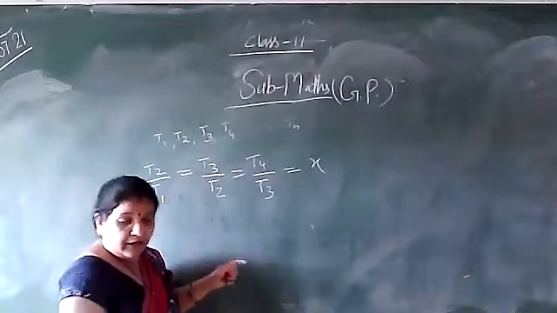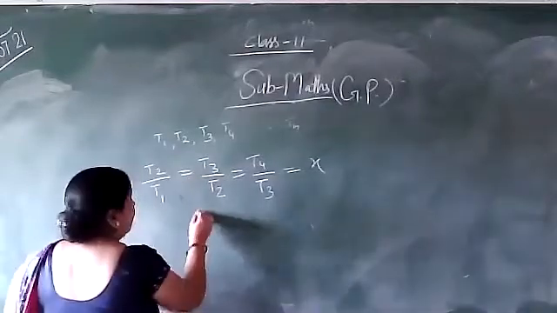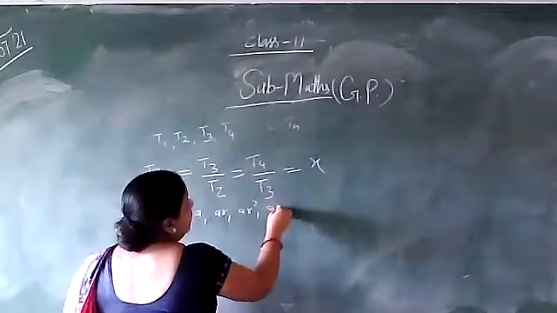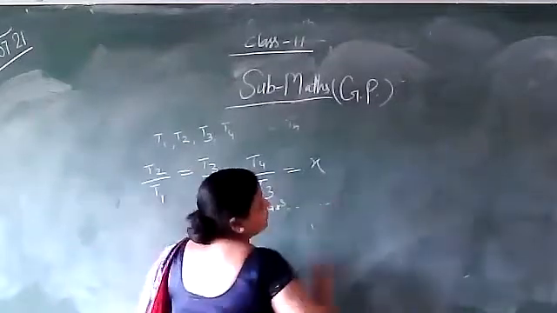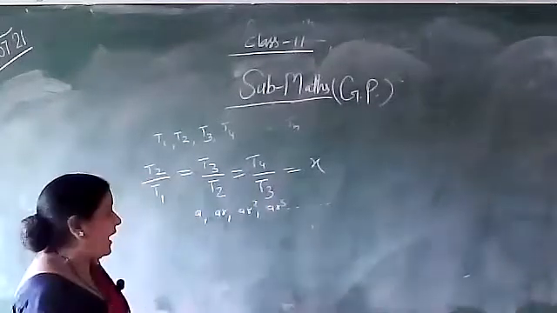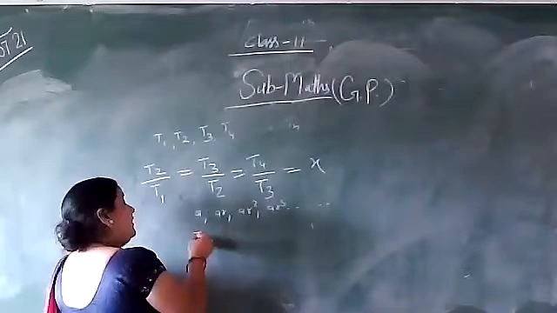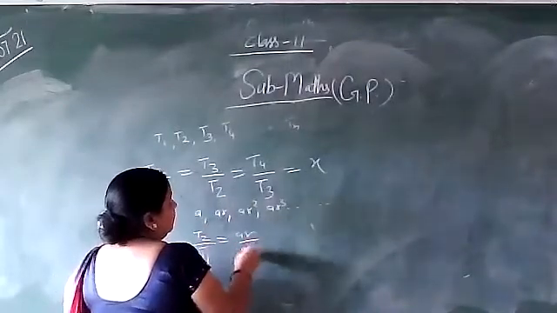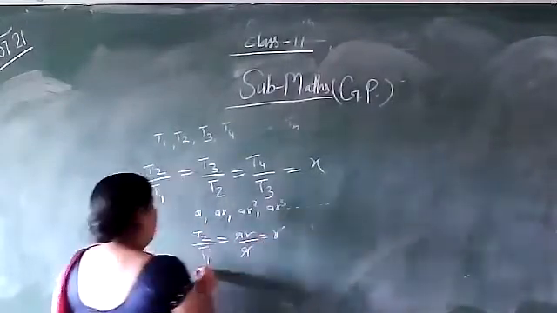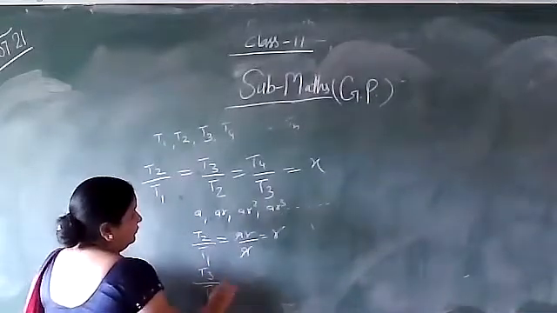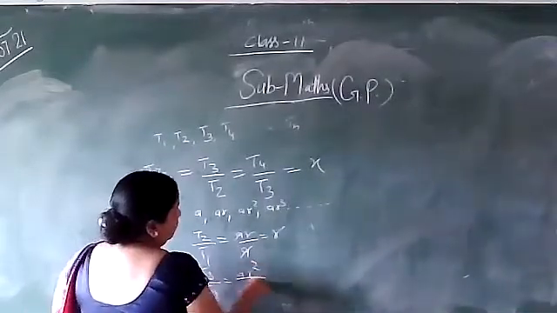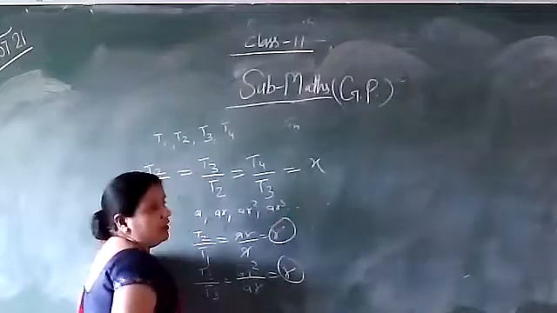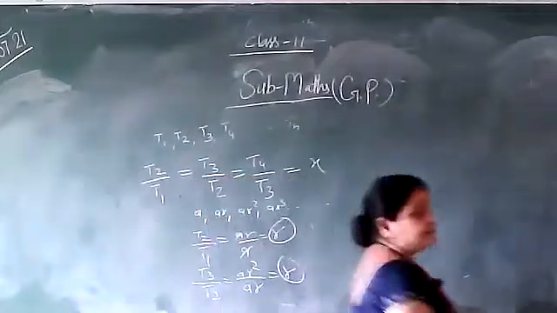In the third way, A, AR, AR square, AR cube, this is a GP. Why? Because when we divide T2 upon T1, we get AR upon A, which is R. T3 upon T2, AR square upon AR, so here also is R. That means we get the same value. It is a GP. Okay?